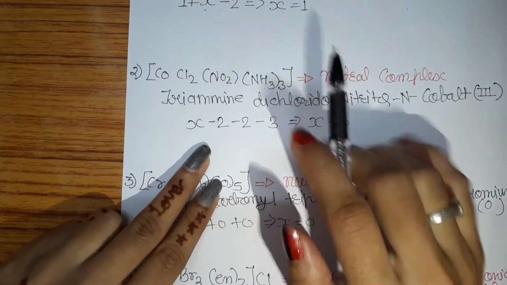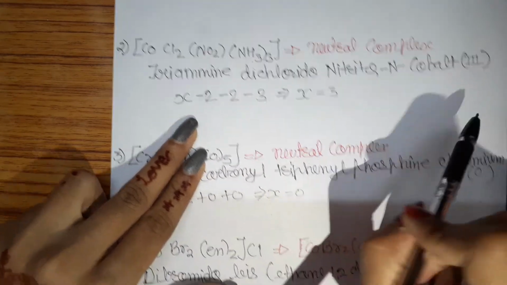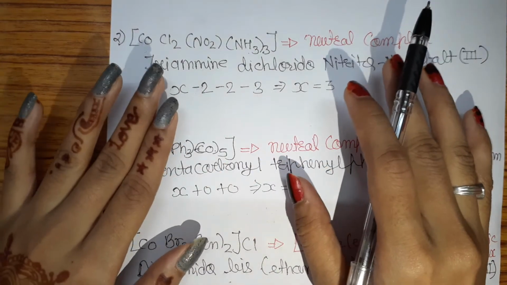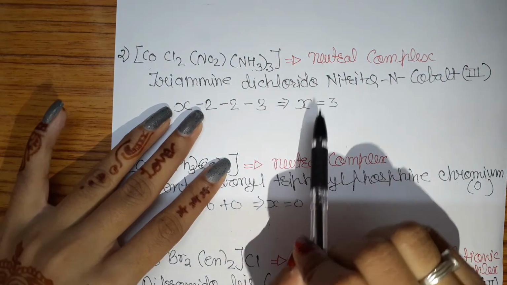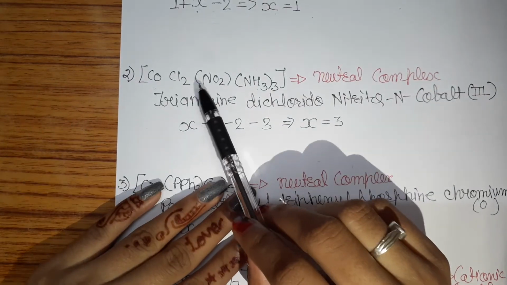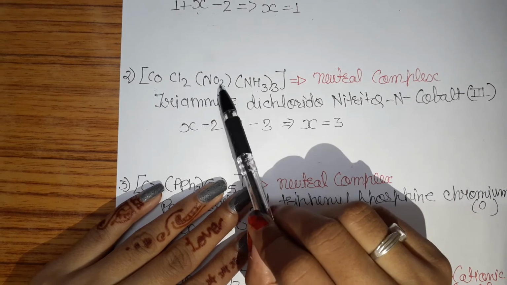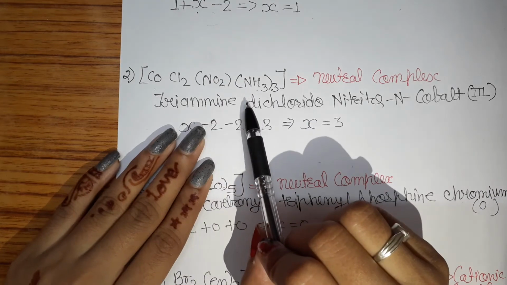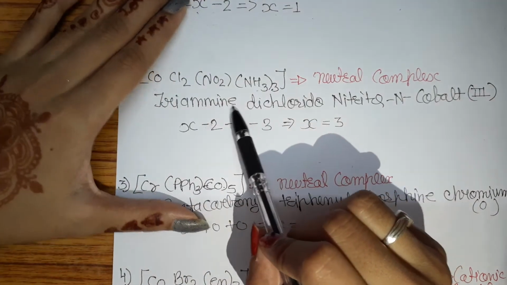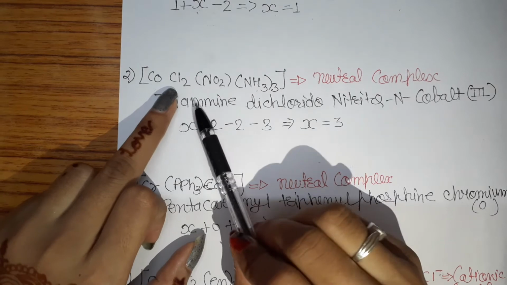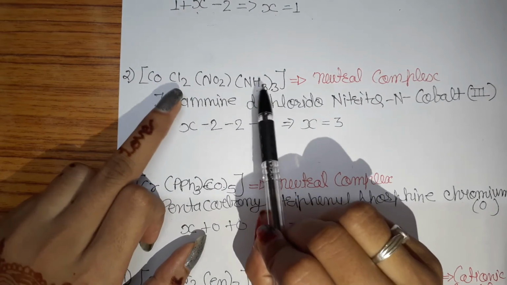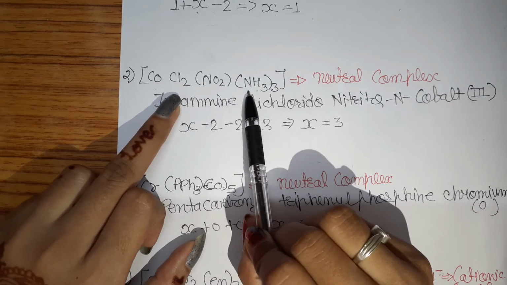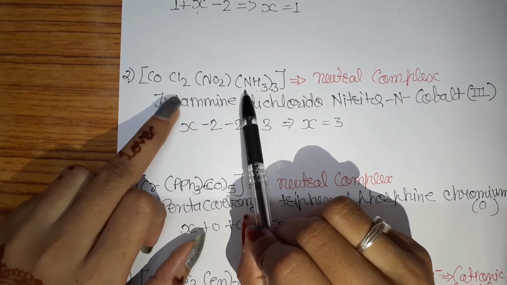Okay, now this is a neutral complex. These two are neutral complexes because they do not dissociate into cation and anion. Now here are 3 ligands, Cl, NO2 and NH3, and the central metal ion is cobalt. According to alphabetical order, we first have to write ammine, then chlorido, then nitro, because A comes first in alphabetical order.